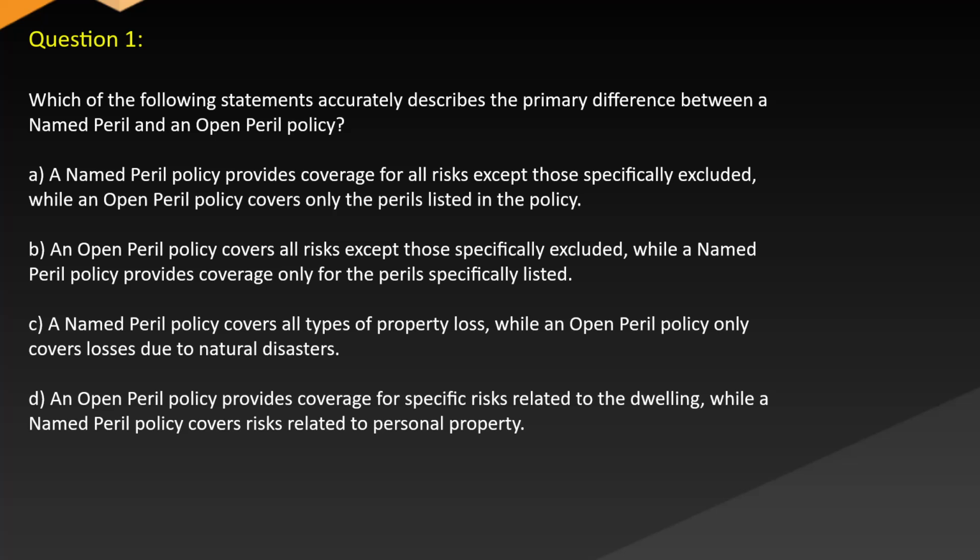C. A named peril policy covers all types of property loss, while an open peril policy only covers losses due to natural disasters. D. An open peril policy provides coverage for specific risks related to the dwelling, while a named peril policy covers risks related to personal property.